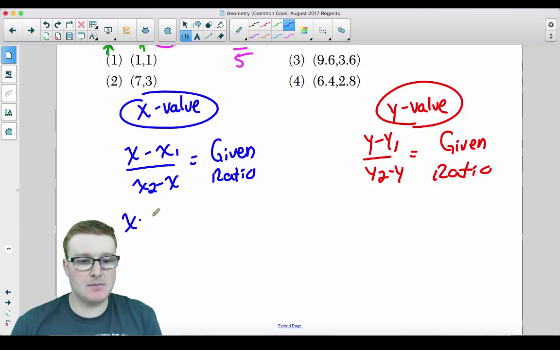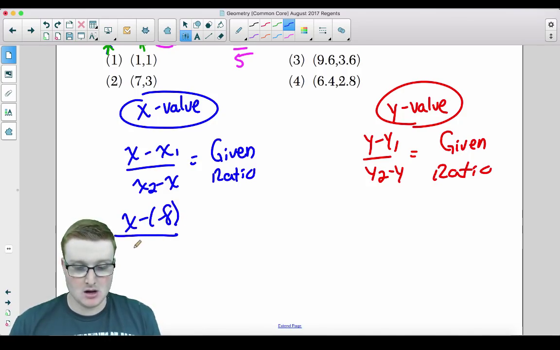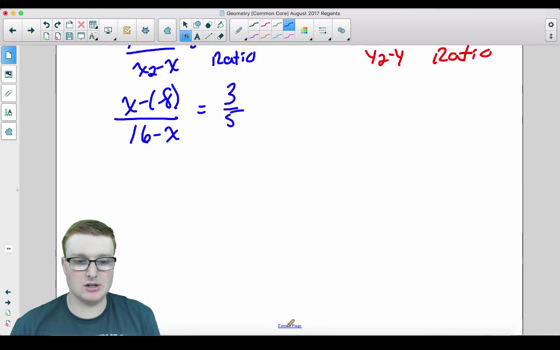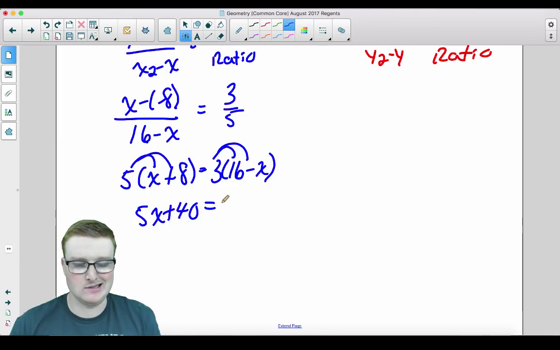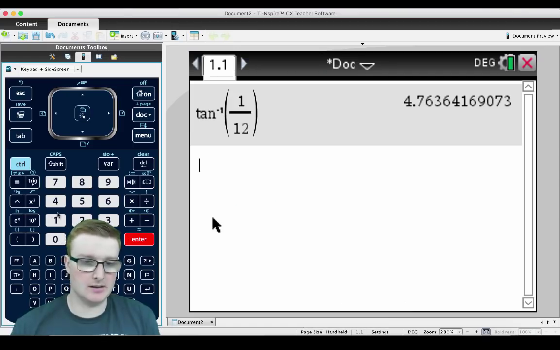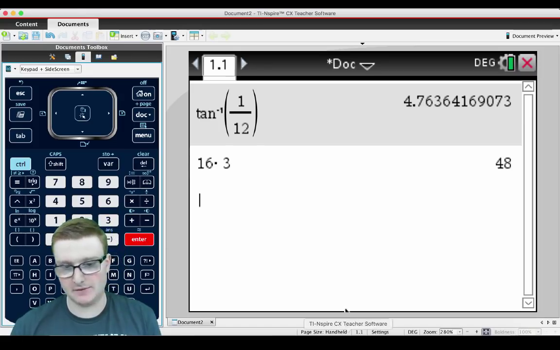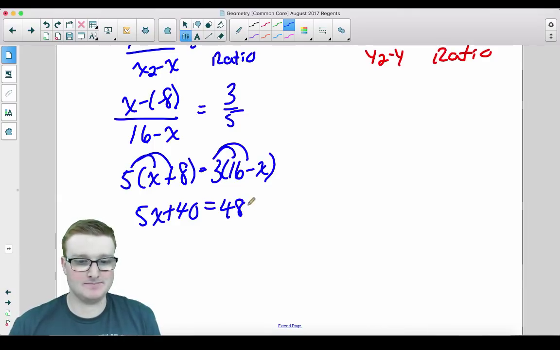So we get x minus a negative 8, watch your signs, over 16 minus x equals the given ratio of 3/5. What I'm now going to do is cross multiply. So we get 5 times (x plus 8) equals 3 times (16 minus x). Distribute the 5, distribute the 3. We get 5x plus 40 equals, what is 16 times 3? I'm drawing a blank. I knew that. 48. 48 minus 3x.